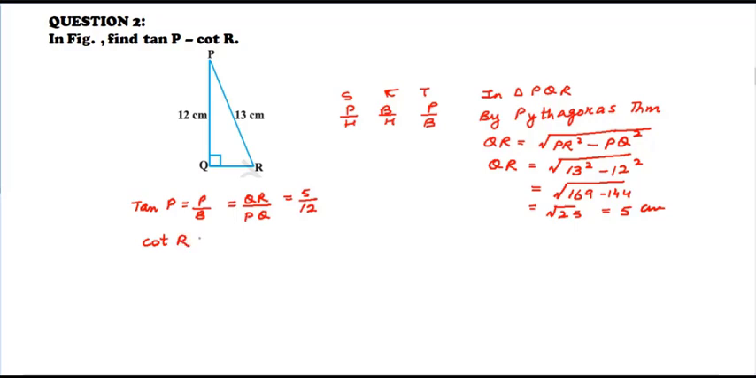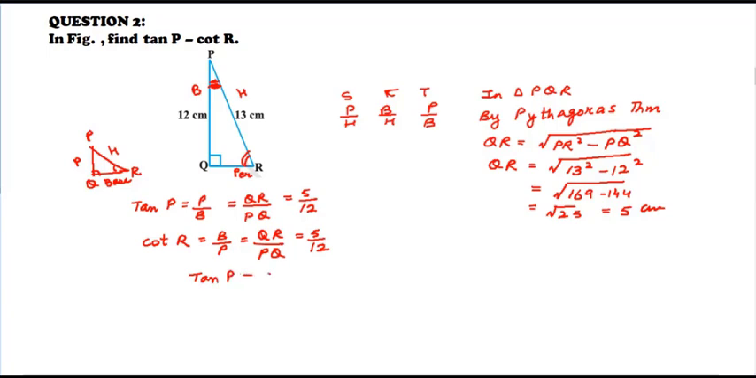Similarly cot R. Now our angle is R and cot is base upon perpendicular. Since the angle is R, the base is QR and the perpendicular is PQ. So the value of QR is 5 and PQ is 12. So this is also 5 by 12. Now according to the question, tangent P minus cot R, that is 5 by 12 minus 5 by 12 is equal to 0. So our answer for this question is 0.